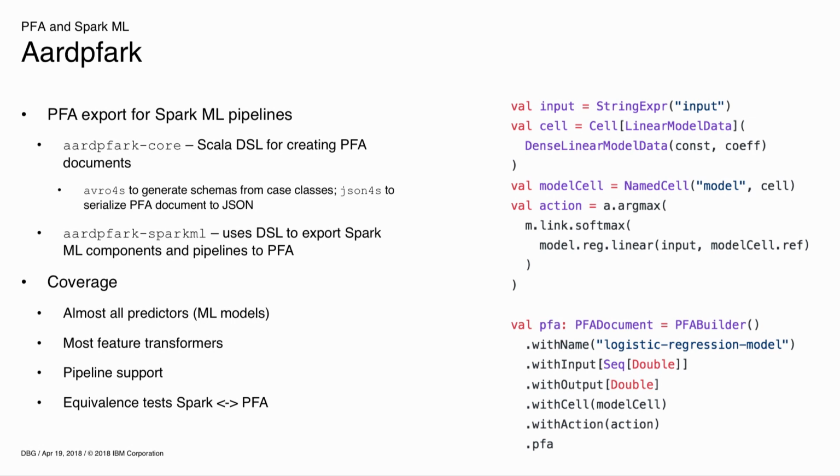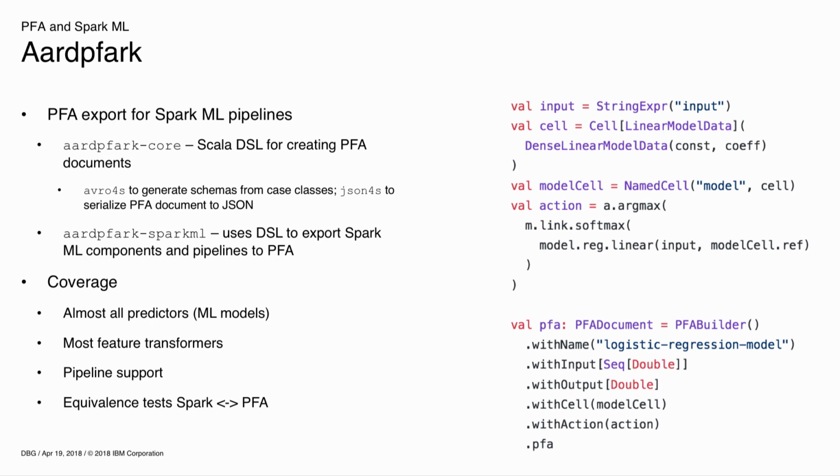So PFA is the successor to PMML. It tries to be a better open standard for serializing and scoring machine learning models and analytic applications. And it works very well. What it lacks at the moment is a way to easily create PFA documents in JVM land.